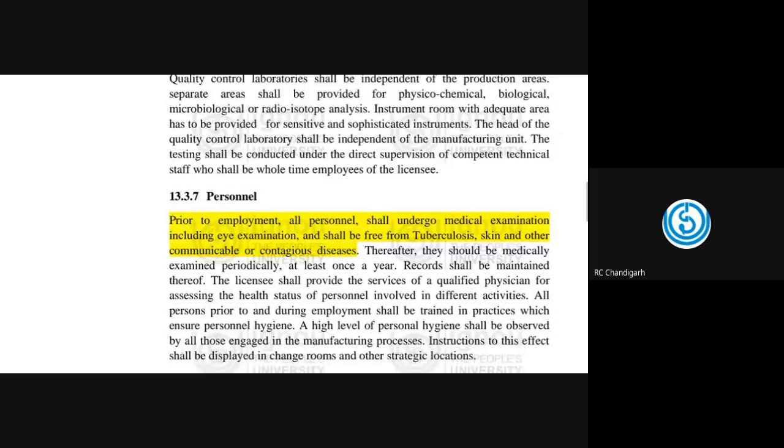Personnel. Prior to employment, all personnel shall undergo medical examination, including eye examination, and shall be free from tuberculosis or any other respiratory infection, skin, and other communicable or contagious disease, so that they don't infect other persons and contaminate the drug being manufactured in that particular unit. Thereafter, they should be medically examined periodically, at least once a year, so that they do not contaminate each other and contaminate the drug being manufactured.